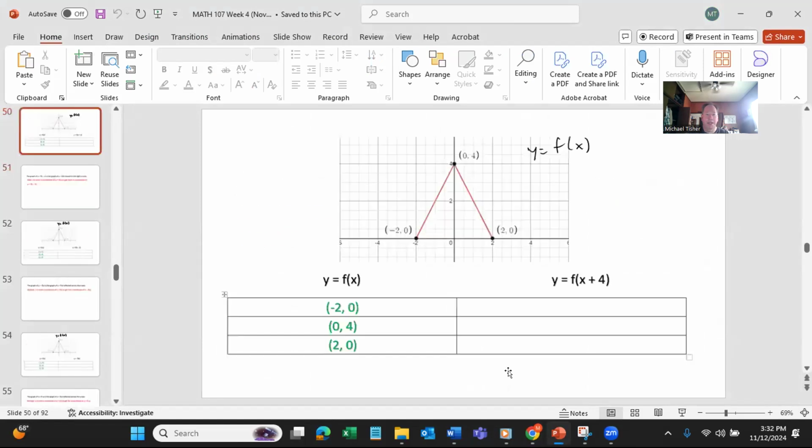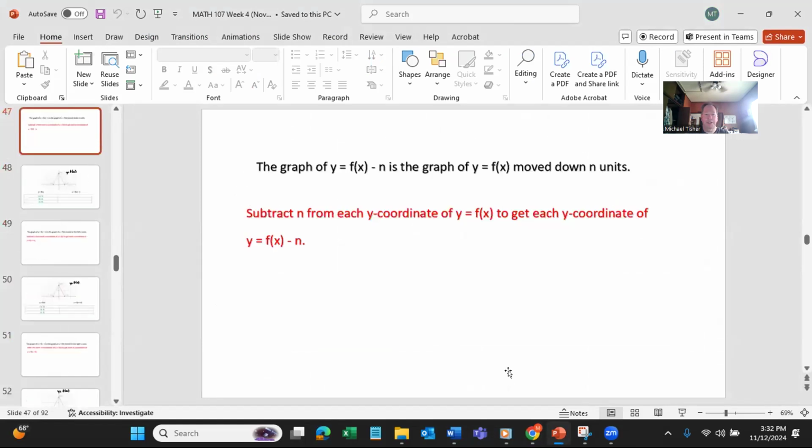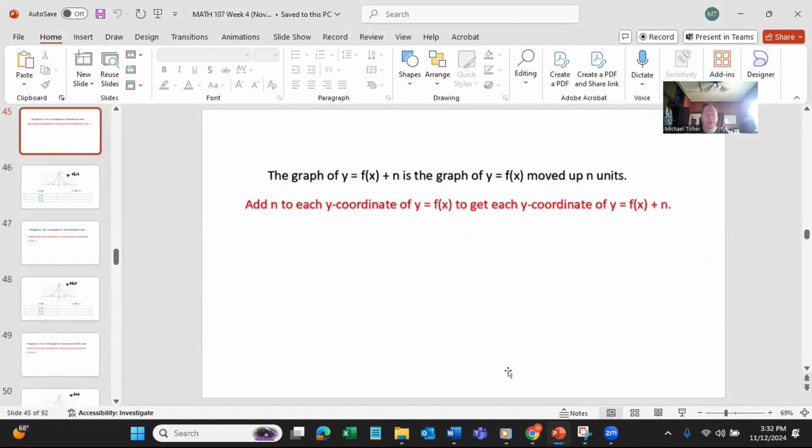Okay, this is moved to the right. This is moved to the left. This is moved down. And here's moving up or shifting up. And it says that the graph of y equals f of x plus n is the graph of y equals f of x moved up n units. So again, we compare the original function, y equals f of x, with y equals f of x plus n. The only difference is the plus n there on the outside. All right. So we just add a plus n.